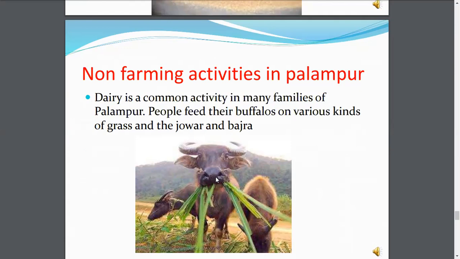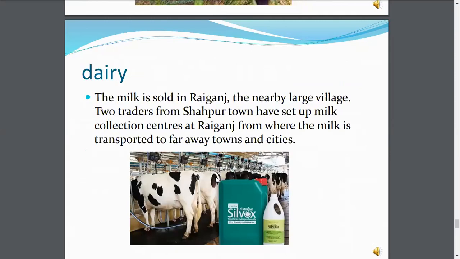Okay. Next is that the milk is sold in Raiganj. In your textbook also you can see there is a village nearby Palampur and the name is Raiganj. The milk is sold in Raiganj, the nearby large village. The two traders from Shapur town have set up milk collection centers at Raiganj, from where the milk is transported to faraway towns and cities.